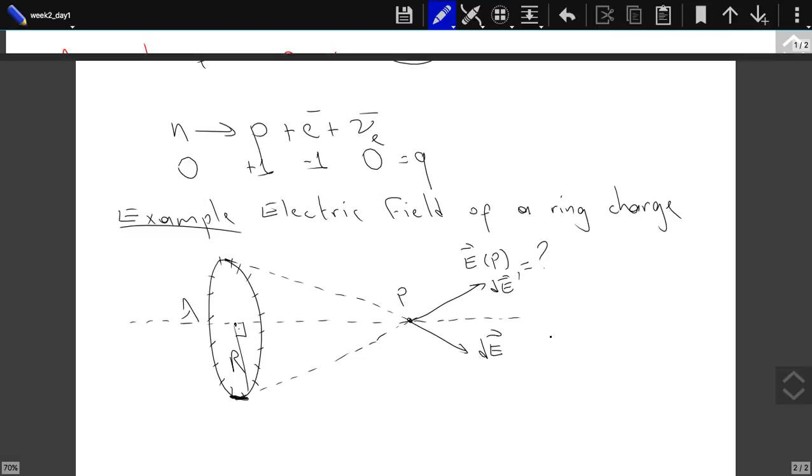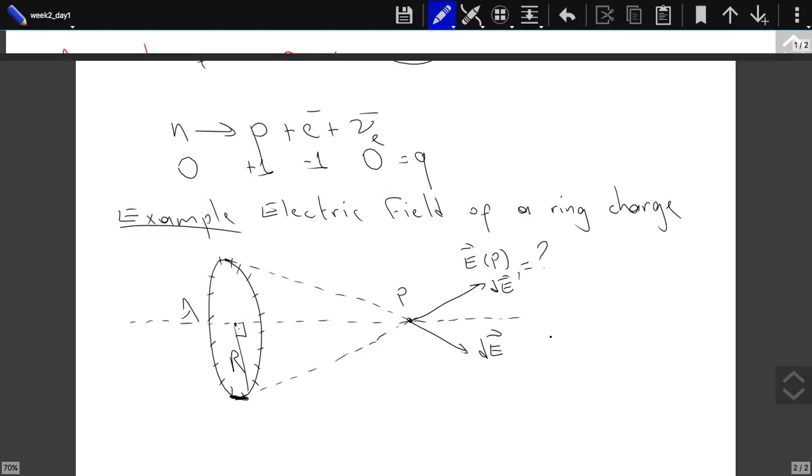Now, I have these two vectors that have equal magnitudes. If I sum them up, I just obtain a vector in this direction. It's in the horizontal direction.